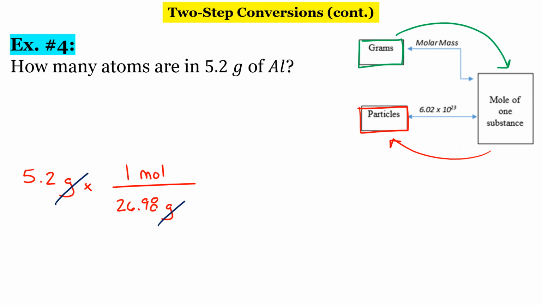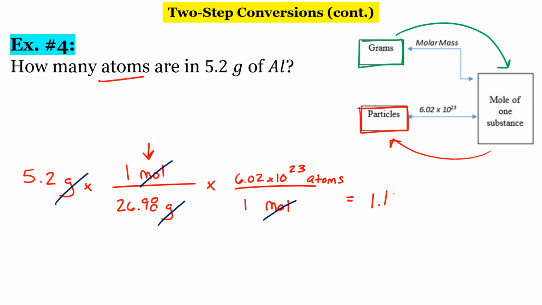So we've completed our first step. Our second step is to go from moles to particles. So anytime we go from moles to particles, we use Avogadro's number, 6.02 times 10 to the 23rd. It's asking for atoms, so I'll put atoms there. So our units of moles will cancel out. And when you multiply this all out, you get 1.16026 times 10 to the 23rd.